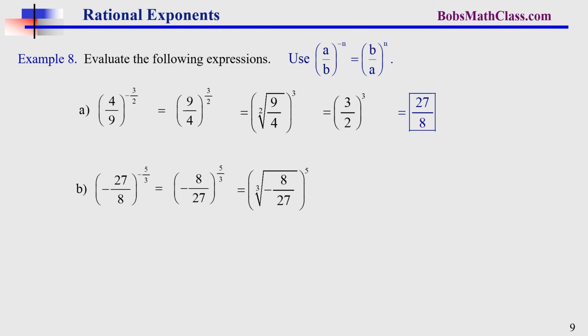Cube root of negative 8 is negative 2. I should say the cube root of 8 is 2. And the cube root of 27 is 3. Since it's a negative inside, our answer will be negative. So negative 2/3 to the 5th power. Now we're going to raise each to the 5th power. When you raise a negative to the 5th power, the answer will still be a negative. So negative 32 over 243. Almost done.